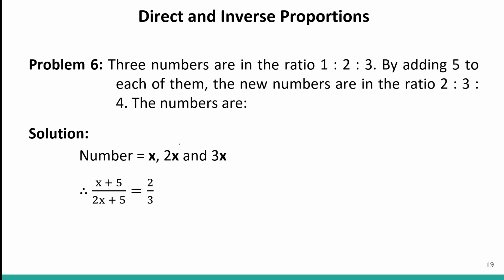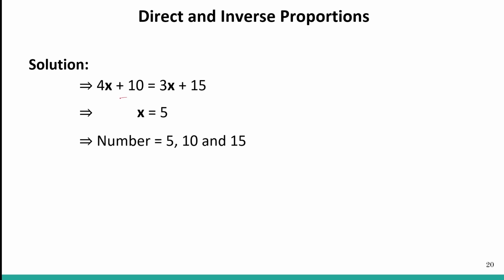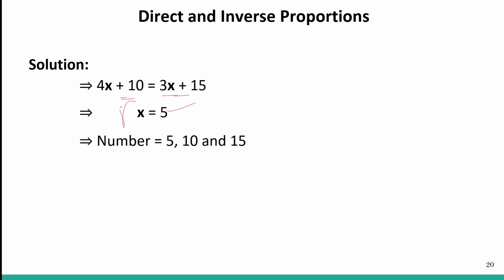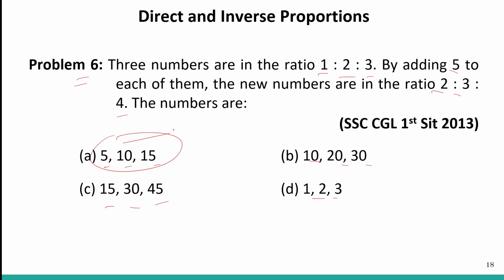Let the numbers be x, 2x and 3x because their ratio is given to us. Let their common factor be x. So (x plus 5) by (2x plus 5) is equal to 2 by 3. If we add 5 to the numerator, and multiply the denominator by 2 and then add 5, we are left with a ratio of 2:3. So 4x plus 10 is equal to 3x plus 15. If we solve this, x is equal to 5. So the numbers will be 5, 10 and 15. So 5, 10, 15 is the correct answer here. These are all wrong answers, right?